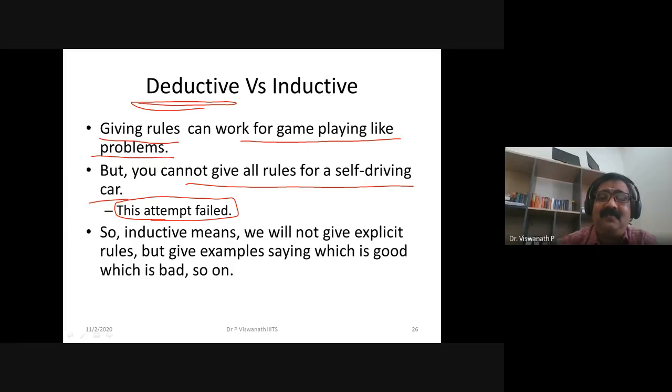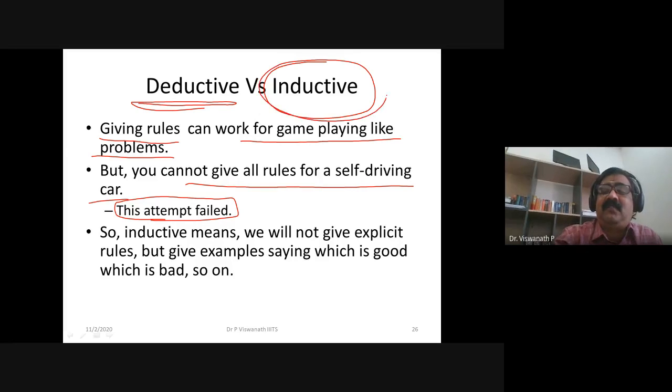This kind of encoding of our knowledge is not possible for certain tasks, especially intelligent tasks like face recognition and speech recognition. It is not possible for us to create such a machine based on deductive learning. So one has to go to inductive learning.